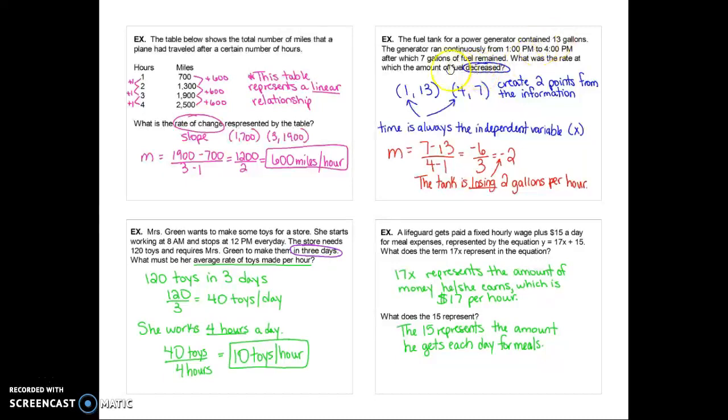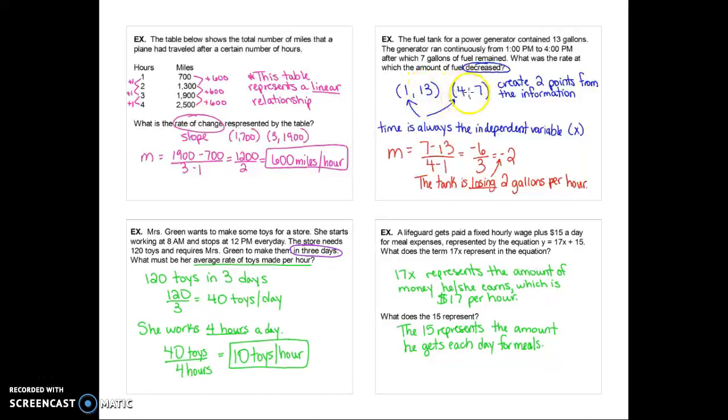I know that I went from 13 to 7. I know that it decreased. But I want to know at what rate. So per hour, how much did it decrease? So I have 2 points. I have 1, 13, because at 1 o'clock, when I started, I had 13 gallons of fuel. So again, your time is your X value. So here is my 1, and I had 13 gallons, which is going to be my Y value.